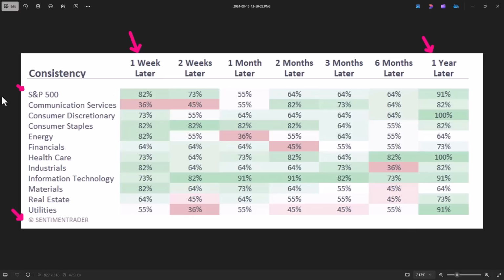It's worth noting, this is from the date that it fired to where you're at. I thought this was pretty interesting: 91% of the time when this happens, a year later the S&P's up. Now, they don't get into the specifics of how much. We could go through and calculate it ourselves. But 100% of the time that fires, consumer discretionary is up, which is retail.